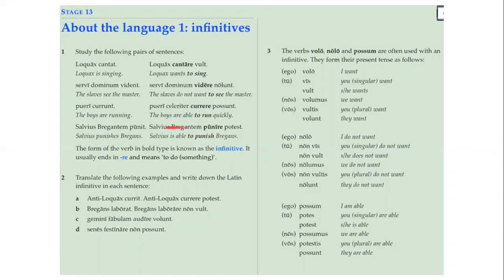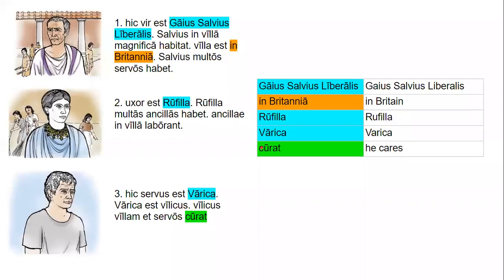And the same way with Salvius potest punire brigantem. So Salvius is able to punish the bandit. So the receiver of the punishment is the bandit, not the receiver of the ability. You can more or less think of this whole infinitive phrase as the direct object of potest. It's probably the easiest way to do that. So let's go ahead and jump into the model sentences.